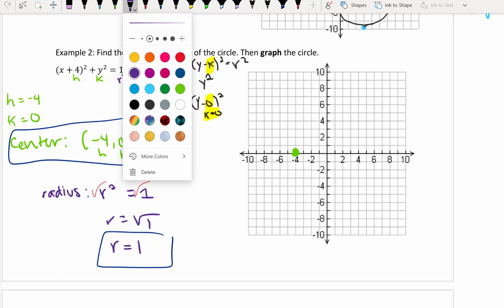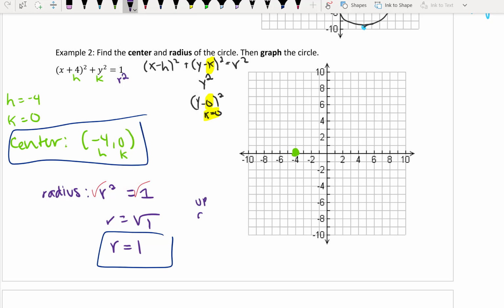Since the radius is 1, that means I'm going to go up, down, left, and right all by 1. So here's 1, up, down, left, and right. So that is what my graph looks like, okay, with center -4, 0, and radius of 1.